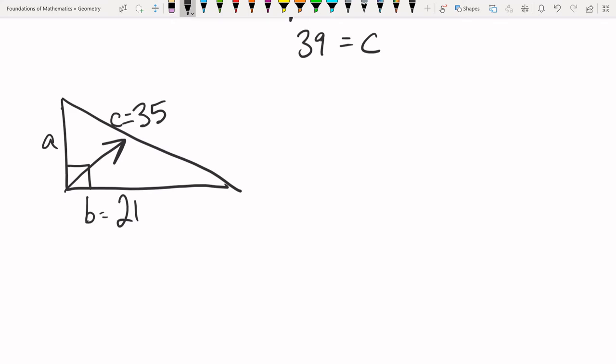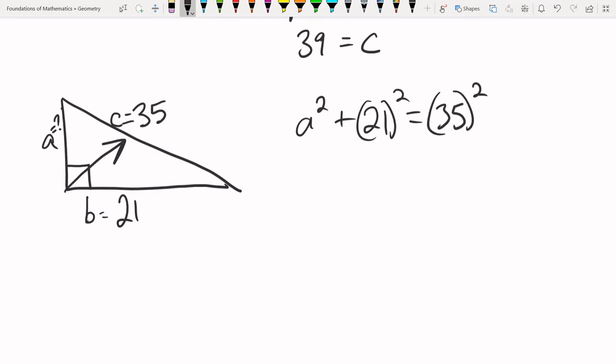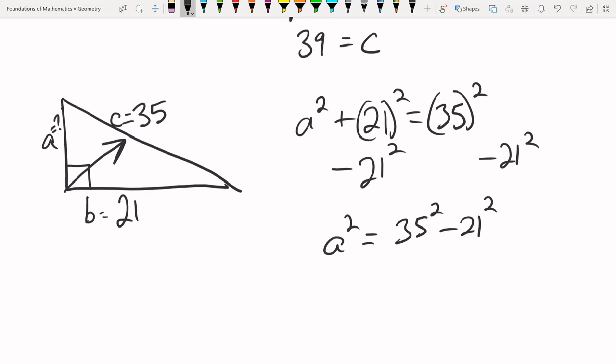Okay. We can still use Pythagorean theorem. I'm going to say a is the unknown, and that's what we're trying to find. So a squared, since we don't know what it is, I'll write it as a squared, plus b squared equals c squared. So here I know what the hypotenuse is. That's the reason why I've written something there. Now to find a squared, all I have to do is subtract 21 squared to the other side. And that gives me a squared equals 35 squared minus 21 squared.